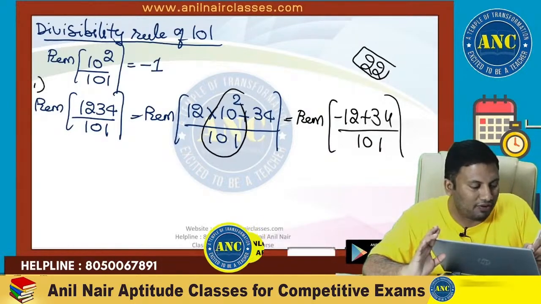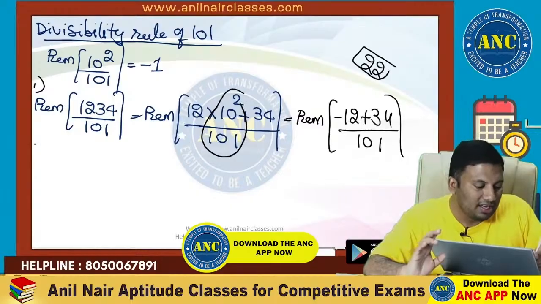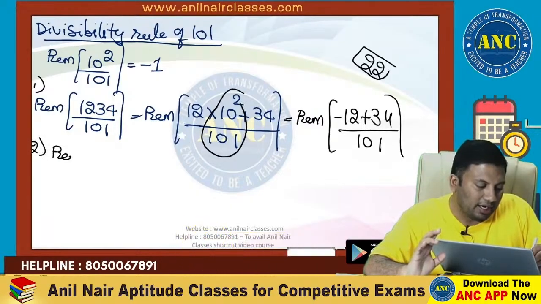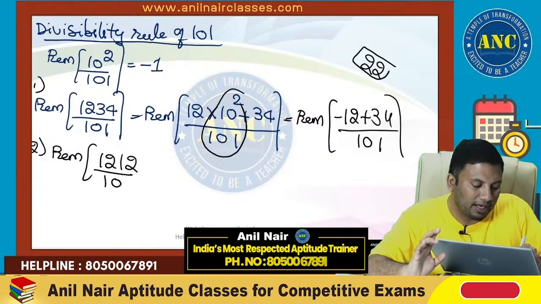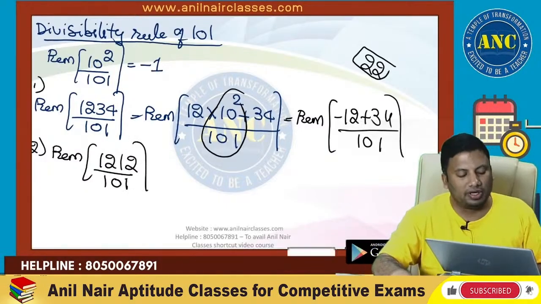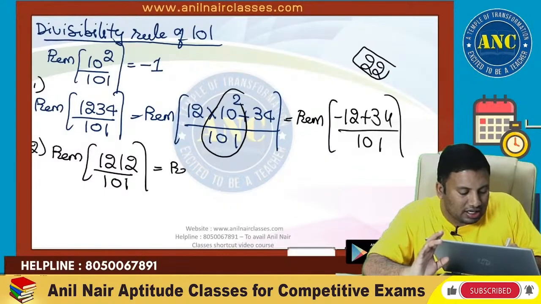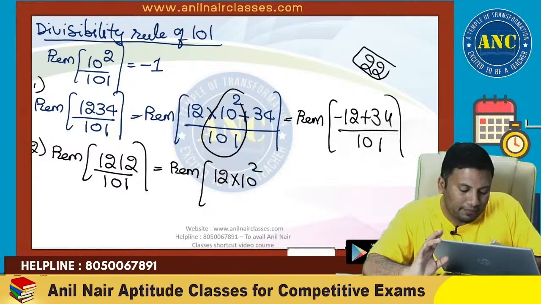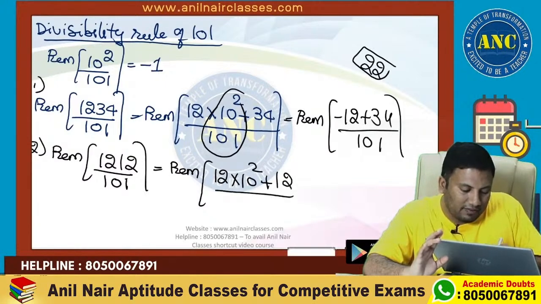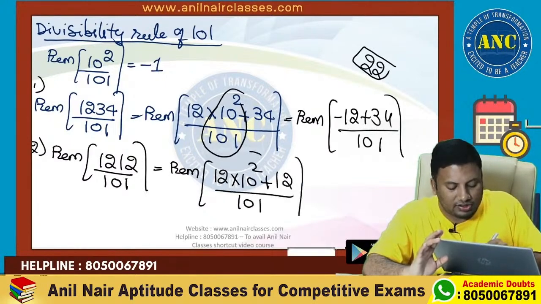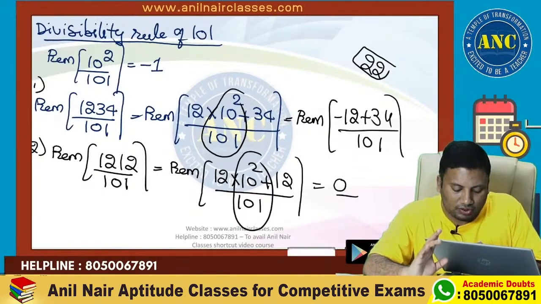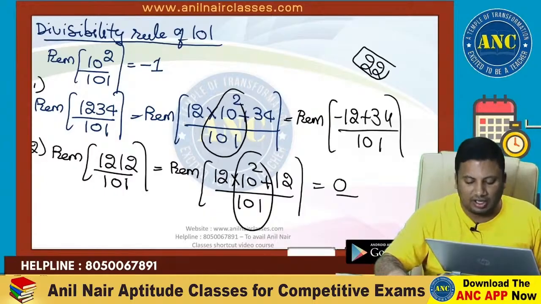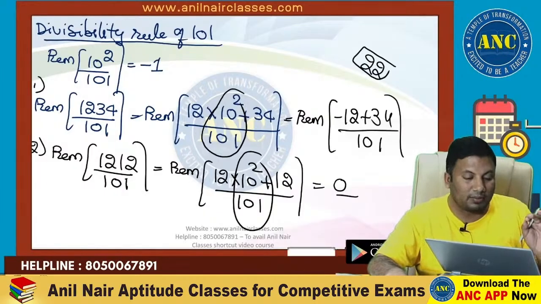First example, foundation problem. Second example, remainder of 1212 divided by 101. These are nothing but the remainder of 12 into 10 square plus 12 divided by 101. 10 square divided by 101 gives minus 1, so minus 12 plus 12 is nothing but 0.